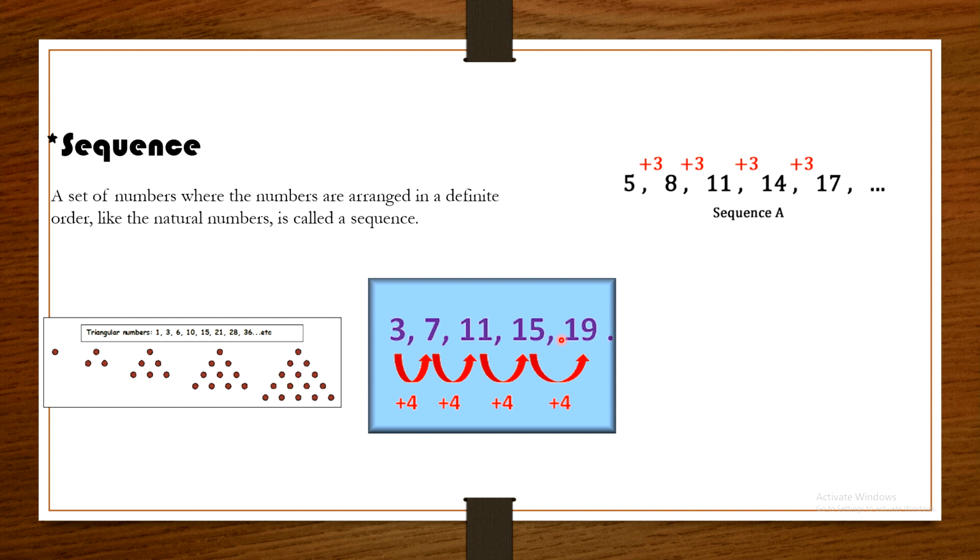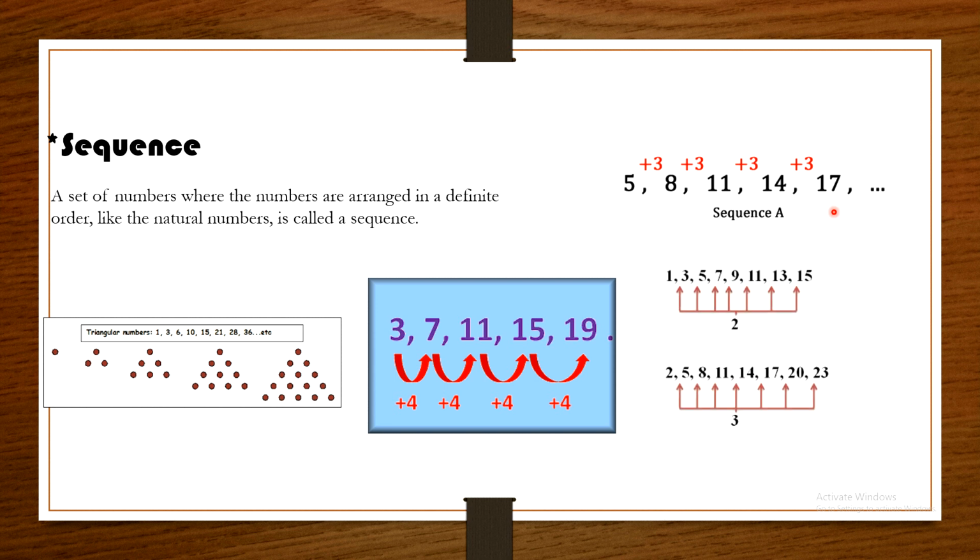Here take another example. Here a set of numbers is given. The first number is 5, add 3 we get 8, add 3 we get 11, add 3 we get 14, add 3 we get 17. So these numbers are arranged in a definite order. So this is an example of a sequence.